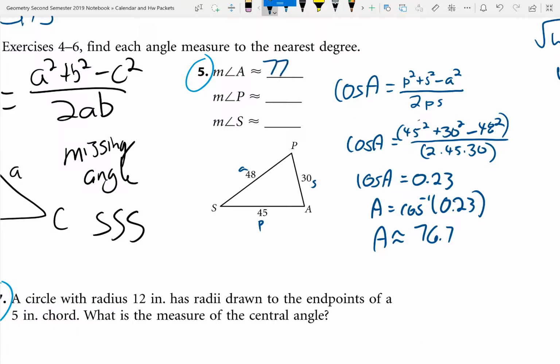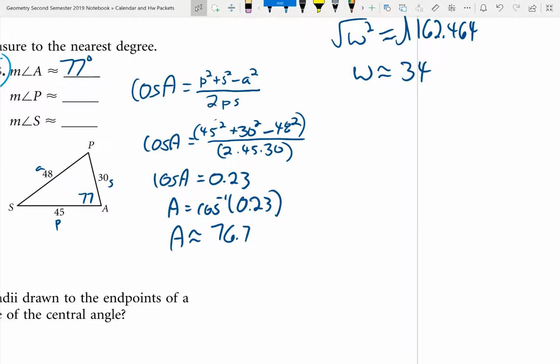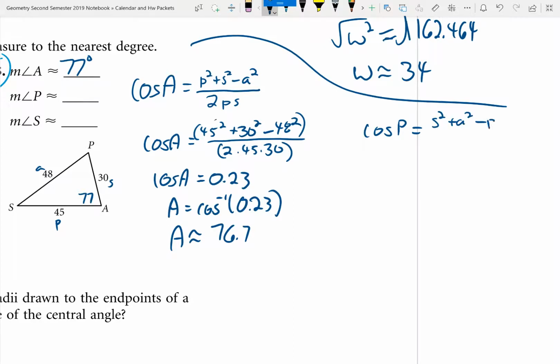So that's 77 degrees. Okay, so now to find the next one, at this point you can actually use law of sines if you'd prefer, because you have an angle side pair. But I'm just going to go ahead and do law of cosines again. This time I'll do cosine of P equals S squared plus A squared minus P squared over 2SA.